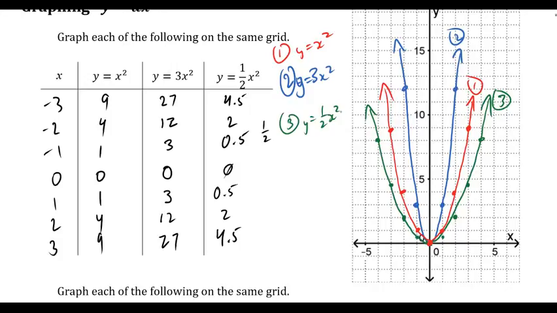What does a do? A doesn't move the vertex around. Vertex stays in the same place. But from the vertex, it stretches everything or compresses everything down closer to it.